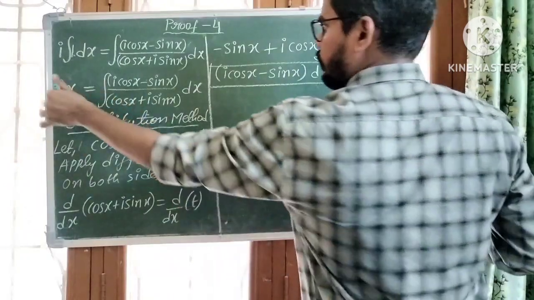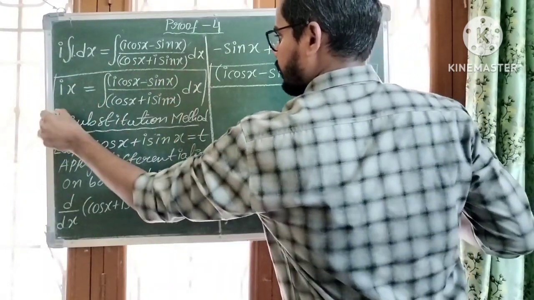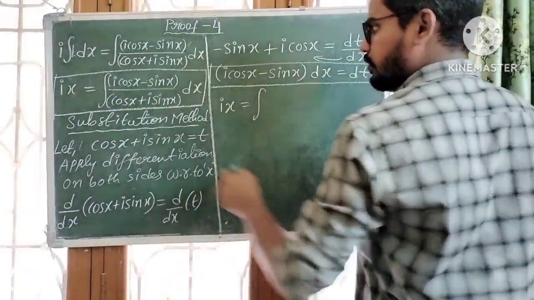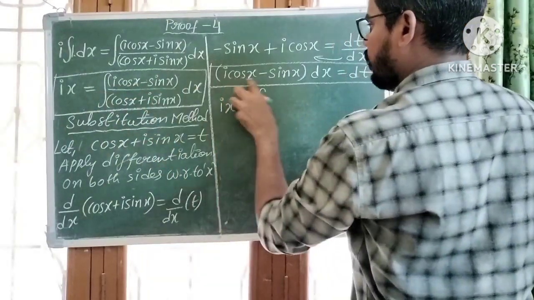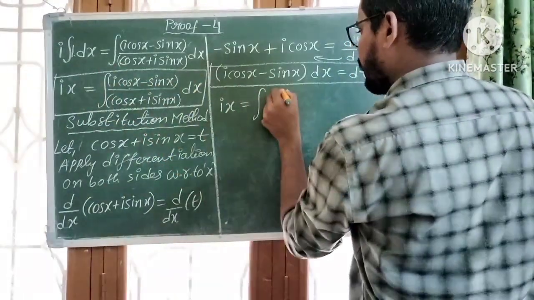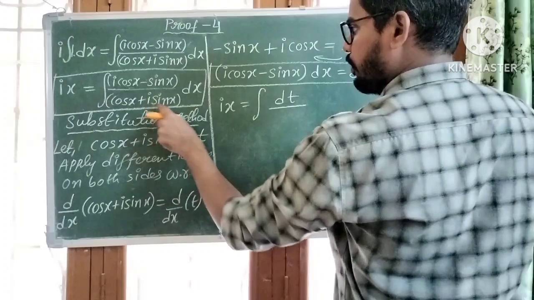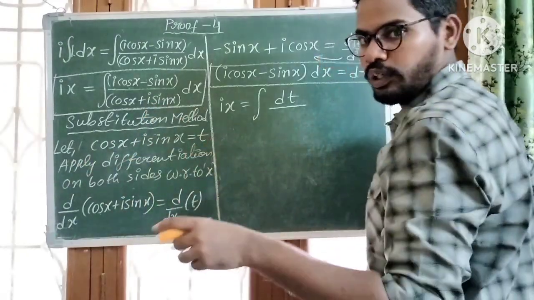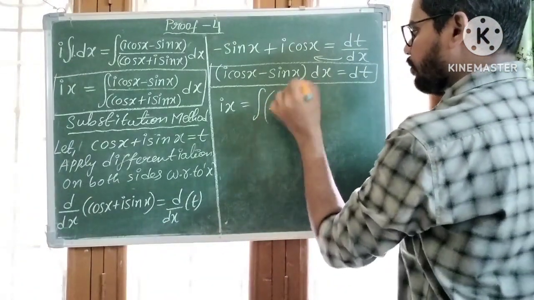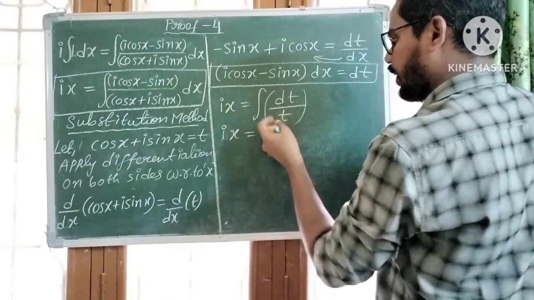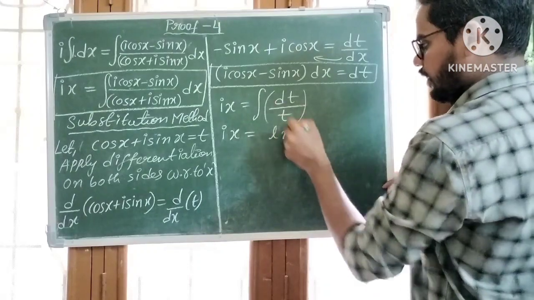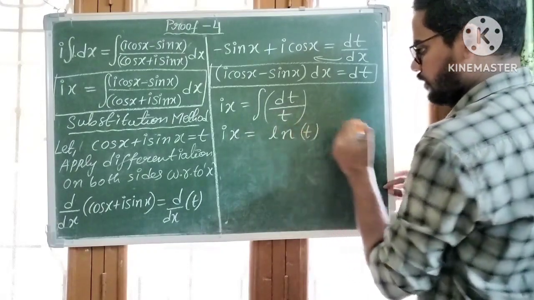Now coming to our last step. So this is our previous step. Here, i x is equal to the integral of i cos x minus i sin x into dx, which is equal to dt. So instead of this we can write dt by cos x plus i sin x. We consider cos x plus i sin x is equal to t. Instead of this denominator we can write the integral of dt by t. So the integral of dx by x formula gives ln of x, here ln of t.